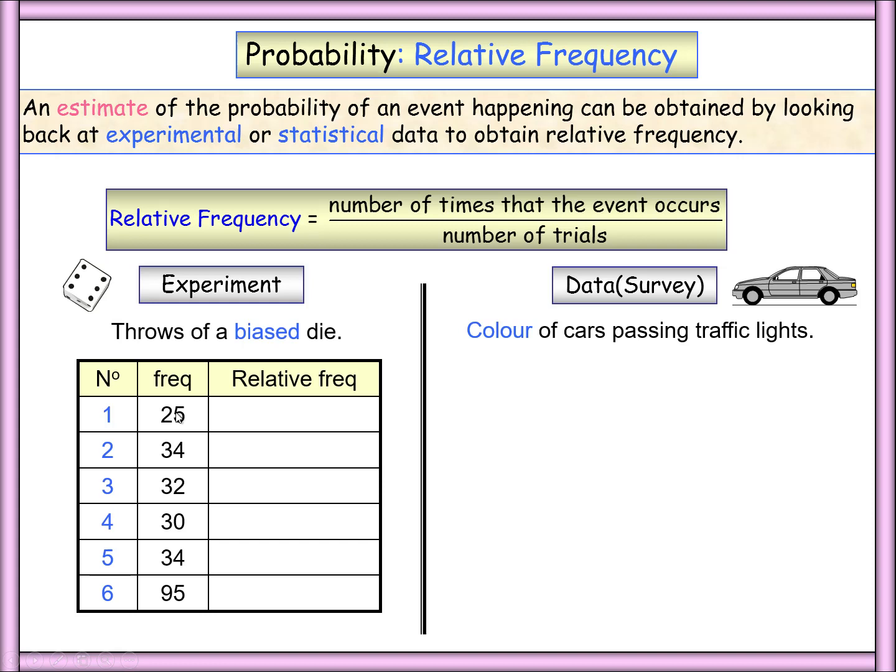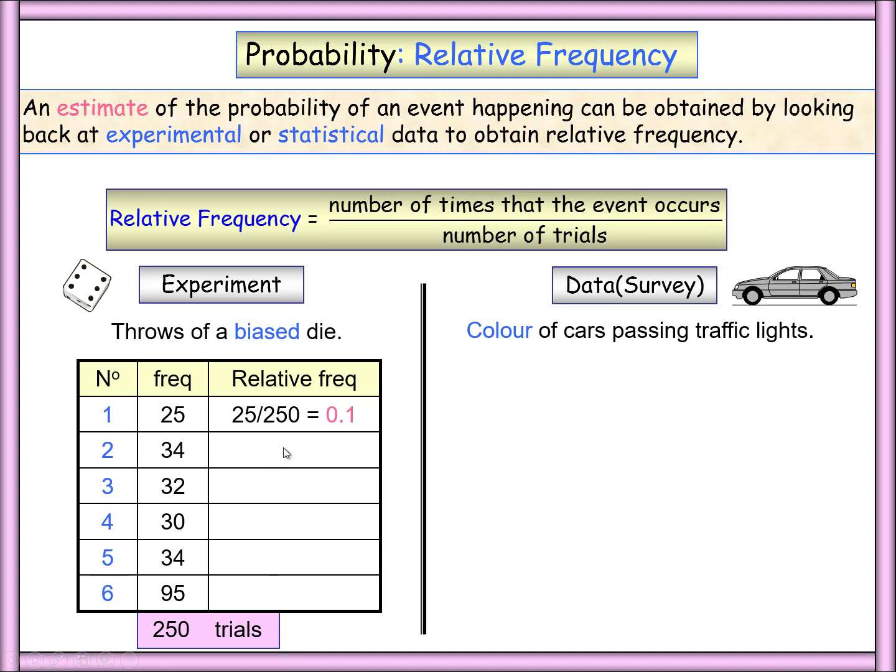So first we've got to look at a total number of times that we've done the trials. So we've got to add all these frequencies up. 25, 34, 32, 30, 34, and 95 gives us a total of 250 trials. So we've thrown the die 250 times. Relative frequency is then the probability of number 1 occurring. To work that out, I do 25 divided by 250, which is 0.1. You can use your calculator for the rest.